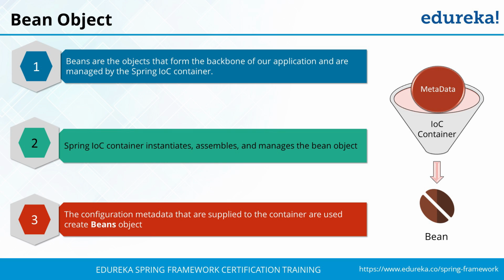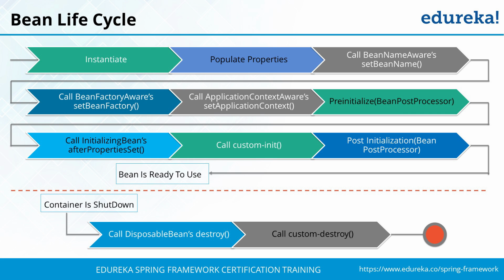The configuration metadata and the bean is given to the Spring container so that we can get the constructed bean object, right? So that's something which is in line with your bean object. So what is happening over here? The IoC container is going to take the metadata, right? And thereafter it's going to give us the bean. Let's understand the life cycle of a bean.